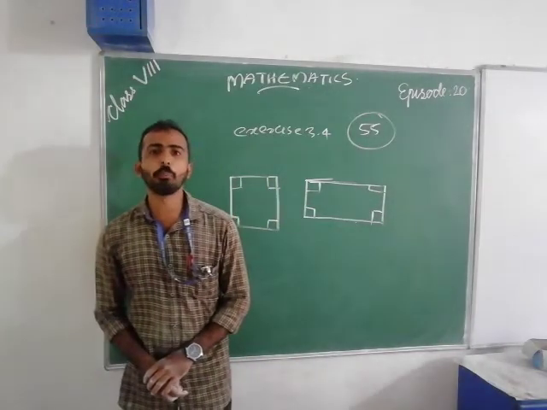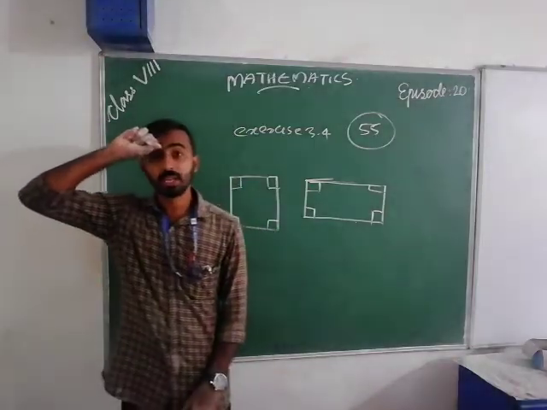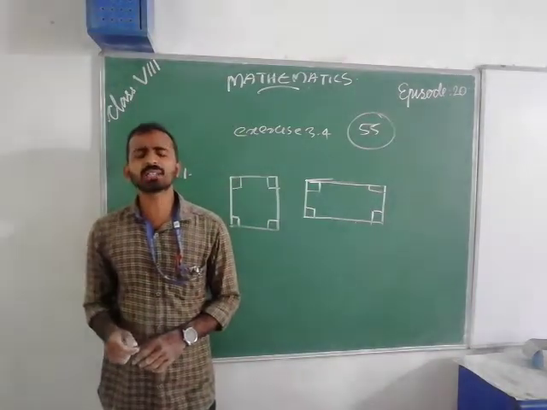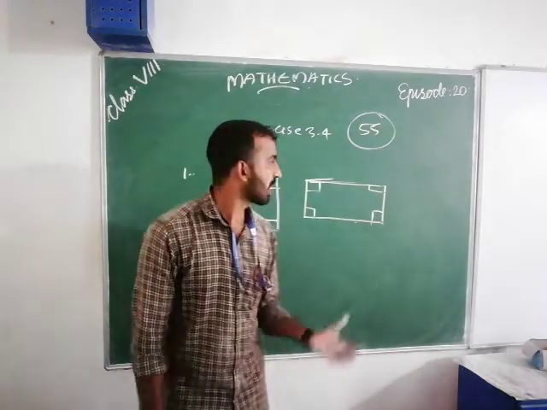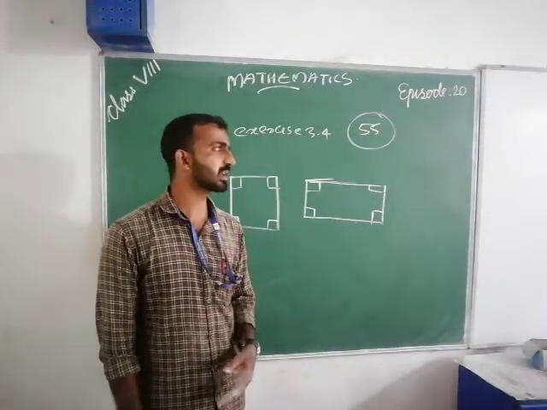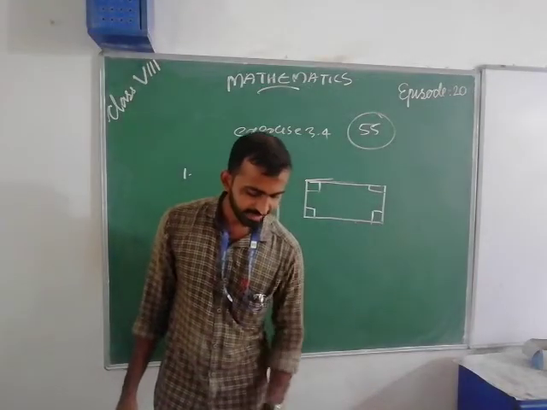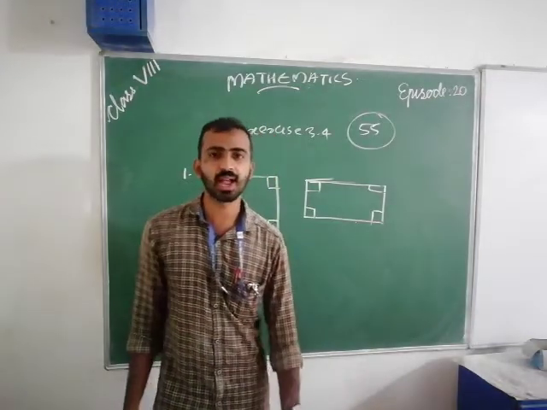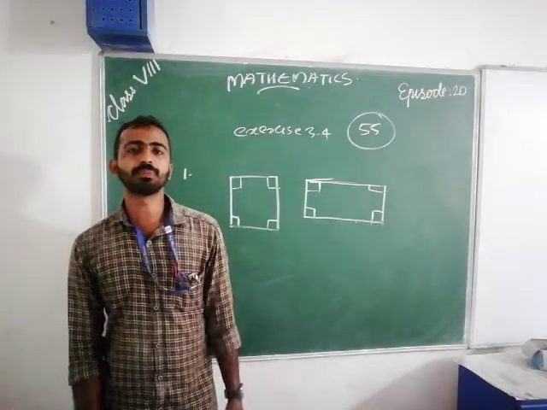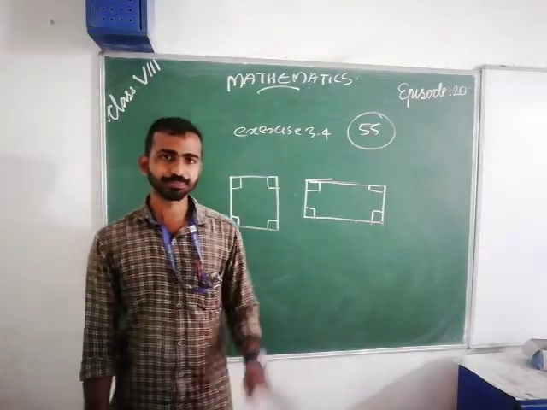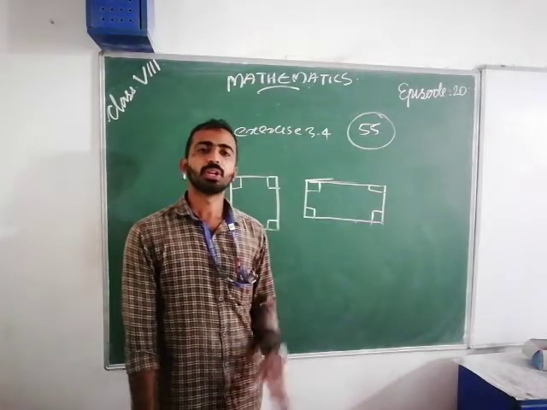And a rhombus: a square is a rhombus. Why? In a rhombus, all sides are equal. In a square, all sides are equal. That is the property. And next, a square is a rectangle. Why? A rectangle has right angles, all angles equal. In a square there are also equal angles.